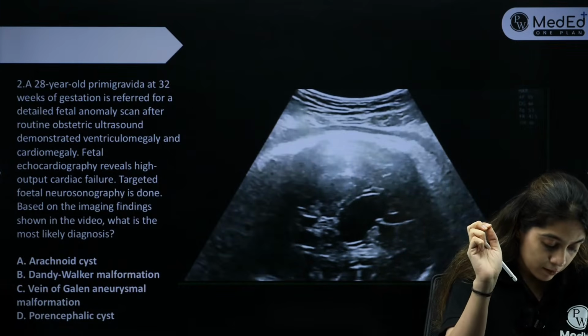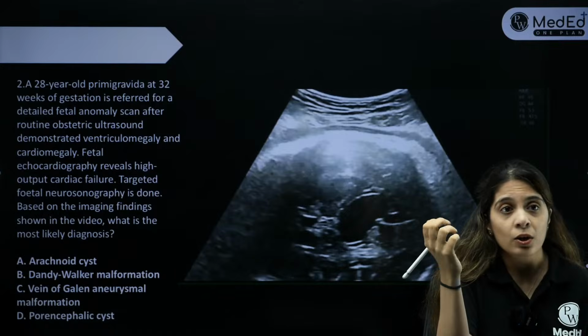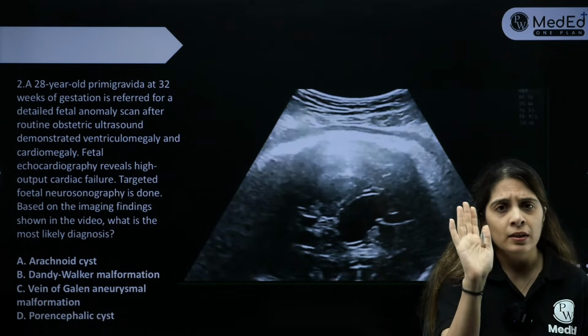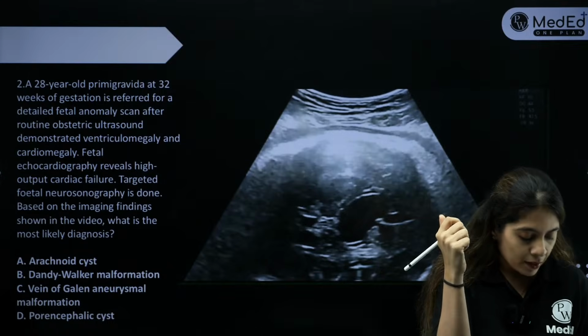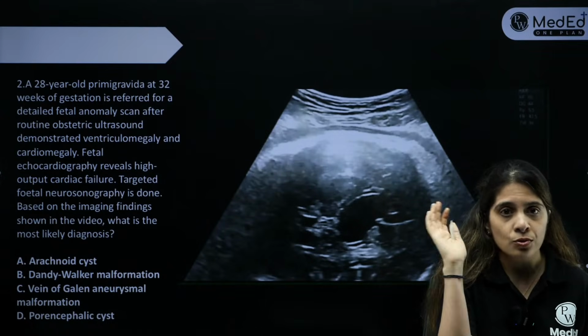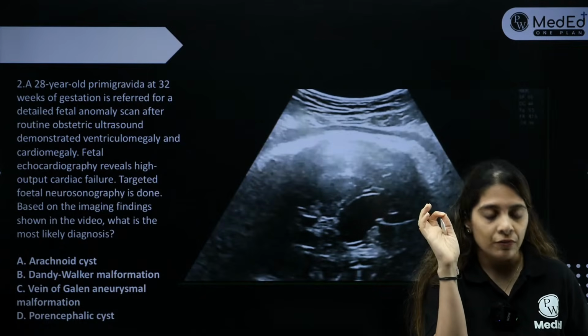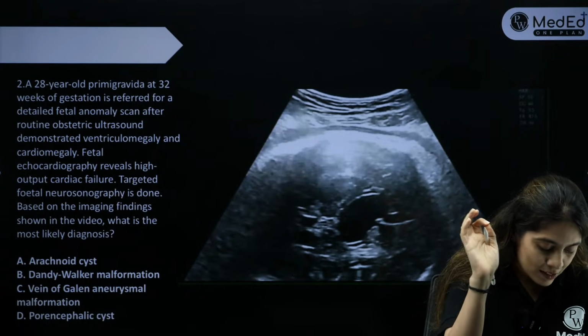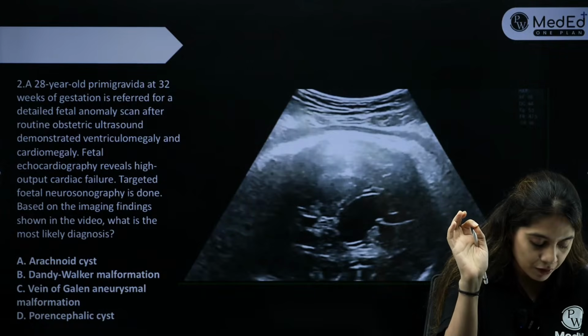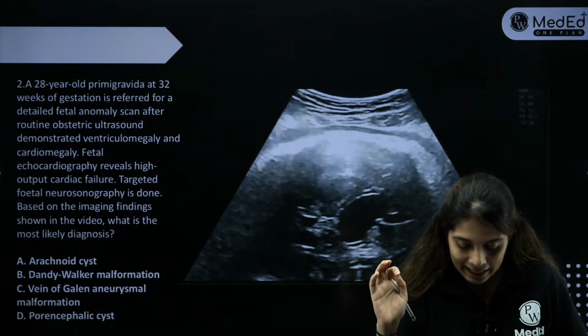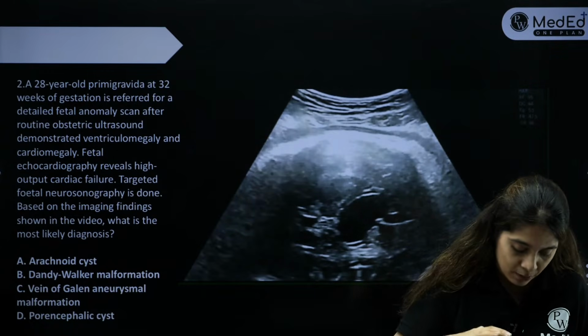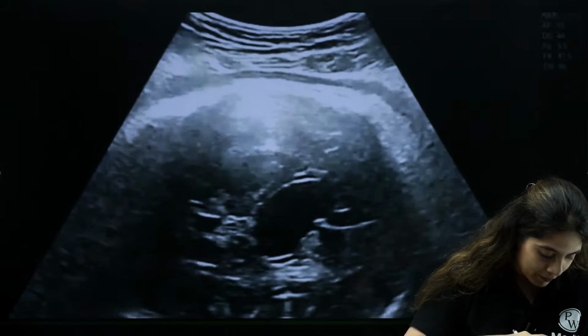Now, fetal echocardiography reveals that there is a high output cardiac failure. So they have told you that there is something related to heart. Now, targeted fetal neurosonography is done. So, they have done a fetal antenatal ultrasonography of the fetal skull, right? Based on the imaging findings which are shown in the video, what is the most likely diagnosis? Okay, so let us just play this particular video.